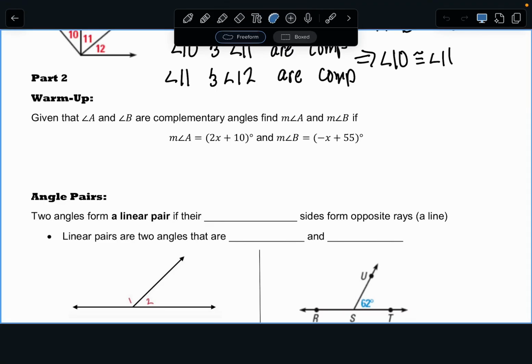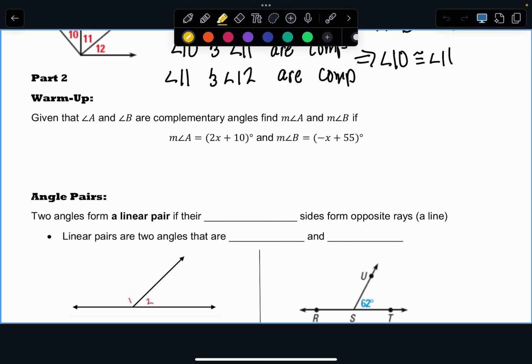Turn around. On Friday, we learned about complementary and supplementary angles. When we hear the word complementary, we think of what number? They have to add to 90, good. And supplementary angles add to 180.